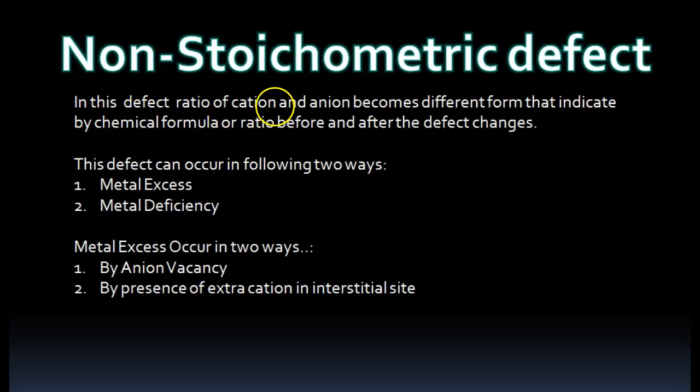In this defect, the ratio of cation and anion becomes different from that indicated by the chemical formula, or the ratio before and after the defect will change. This defect can occur in the following two ways: metal excess and metal deficiency. First, we will discuss metal excess. Metal excess occurs in two ways: by anion vacancy and by presence of an extra cation in an interstitial site.